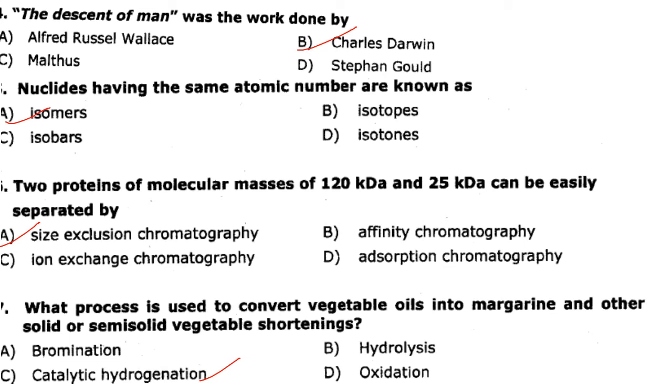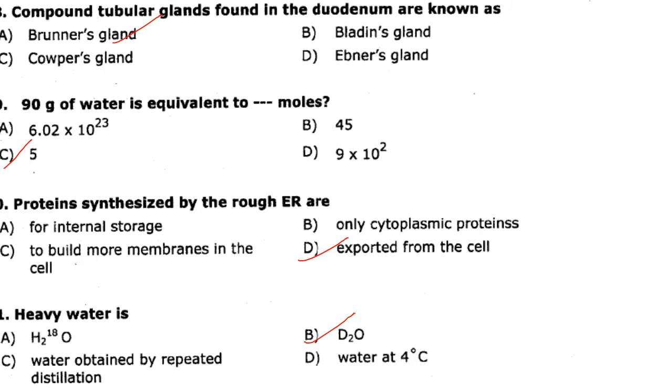Answer is option A. What process is used to convert vegetable oils into margarine and other semi-solid vegetable shortenings? So catalytic hydrogenation is the answer. Answer is option C. The next one. Compound tubular glands found in the duodenum are known as Brunner's glands. Answer is option A.